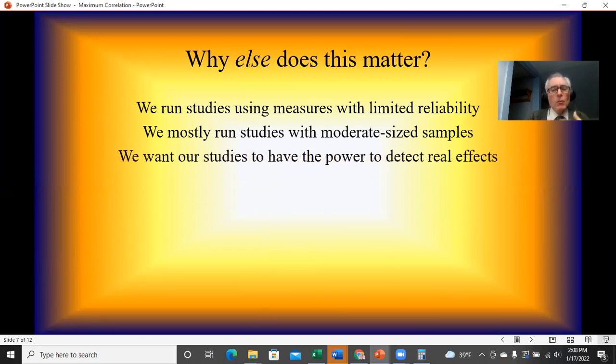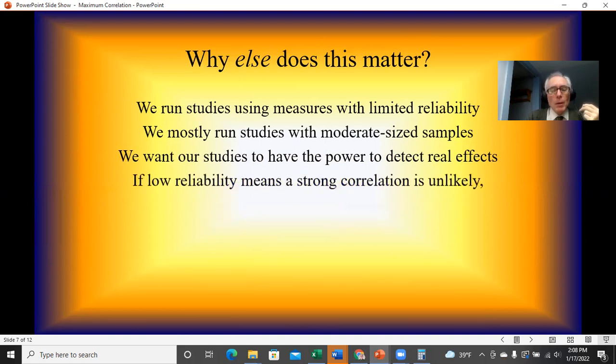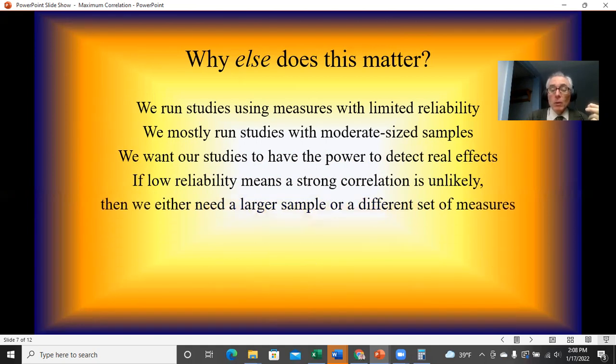We want sufficient power to be pretty sure that if there's something really there, we're going to see it. But if we have very low reliability in one or both of our measures, you're unlikely to get a strong correlation, which means that if you really want the power to find what you think is there, you're either going to need to get a much bigger sample or change to a different set of measures, or possibly give up on that idea altogether and go to plan C. Now, again, that only applies if you're running studies.